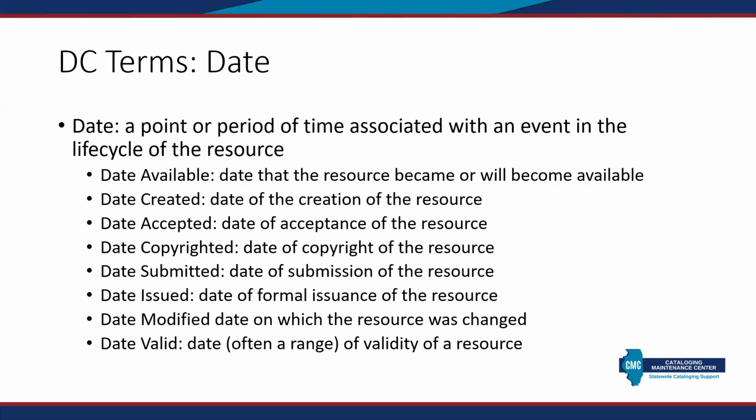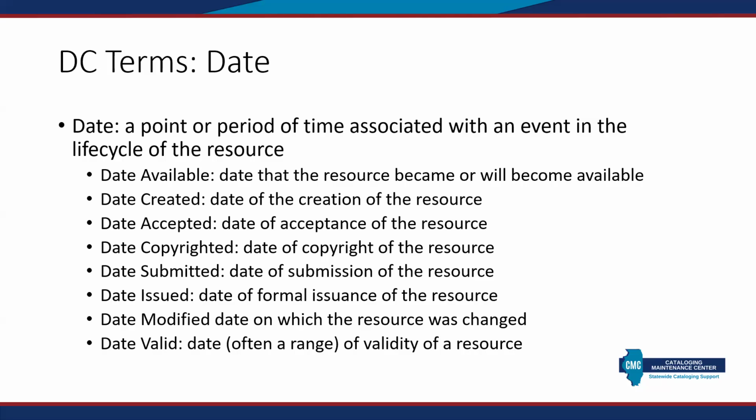Date is a point or period of time associated with an event in the life cycle of the resource. Date available is the date that the resource became or will become available, such as the date that a research paper is available to view on the publisher's website. Date created is the date of the creation of the resource. Date accepted is the date of acceptance of the resource, such as the date a research paper was accepted for publication. Date copyrighted is the date of copyright of the resource.